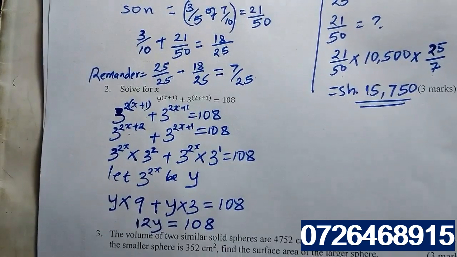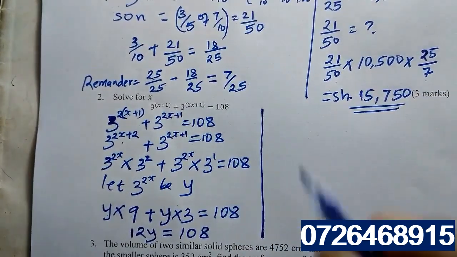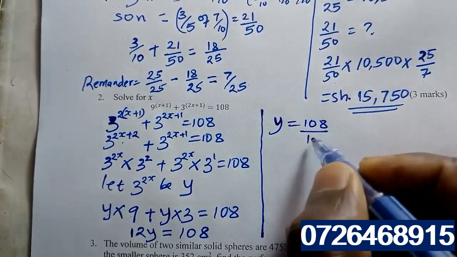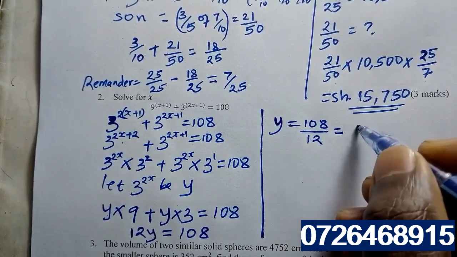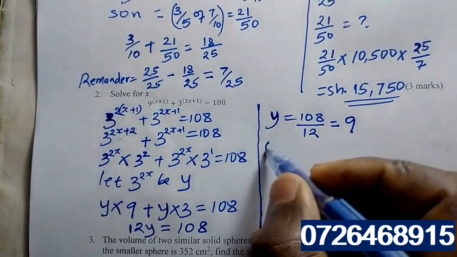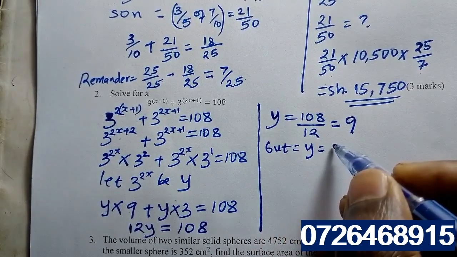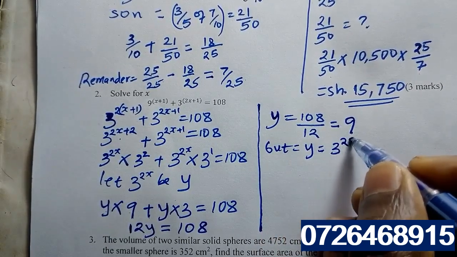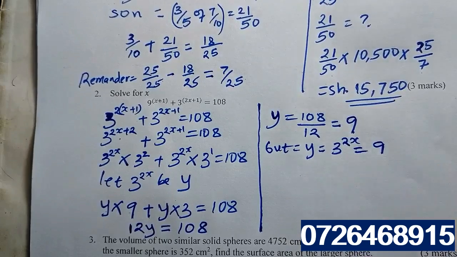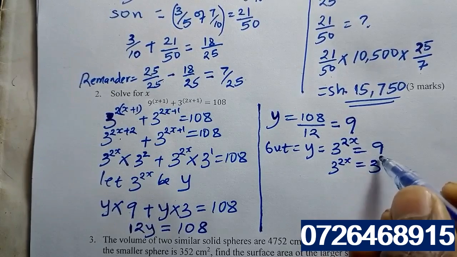12y is equal to 108. So it means y itakuwa 108 divided by 12. Na hiyo itakupea 9. But we said that y equal to 3 raised to power 2x and this y is also equal to 9. So 3 raised to power 2x will be equal to 3 raised to power 2.